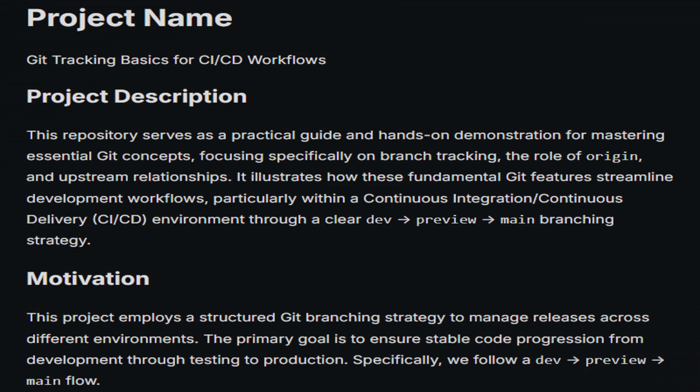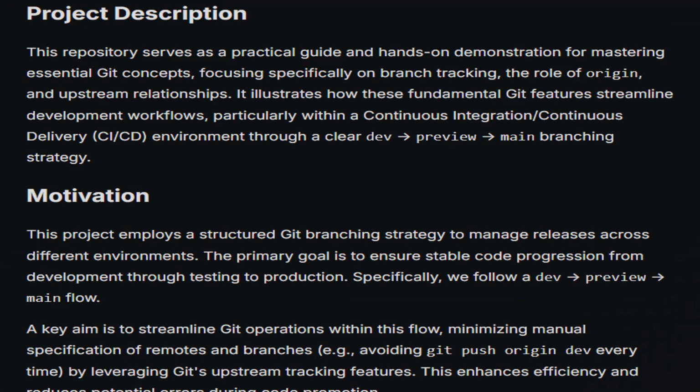The project is titled Git Tracking Basics for CI/CD Workflows, highlighting its focus on Git tracking concepts vital for continuous integration and continuous delivery practices. This repository provides a practical guide for mastering Git concepts such as branch tracking and the role of origin and upstream relationships, demonstrating how these features enhance development in a CI/CD environment through a dev, preview, main branching strategy.